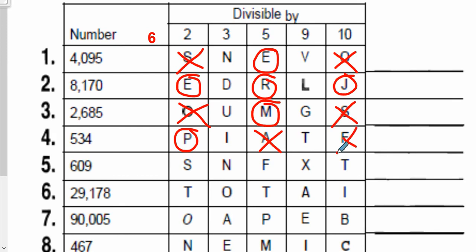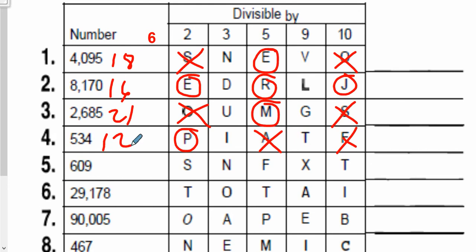Then for 3 and 9, we have to add them up. So I have 4 plus 0 is 4, plus 9 is 13, plus 5 is 18. 8 plus 1 is 9, plus 7 is 16. And I have 2 plus 6 is 8, plus 8, plus 5 is 21. Then I have 5 plus 3 is 8, plus 4 is 12.